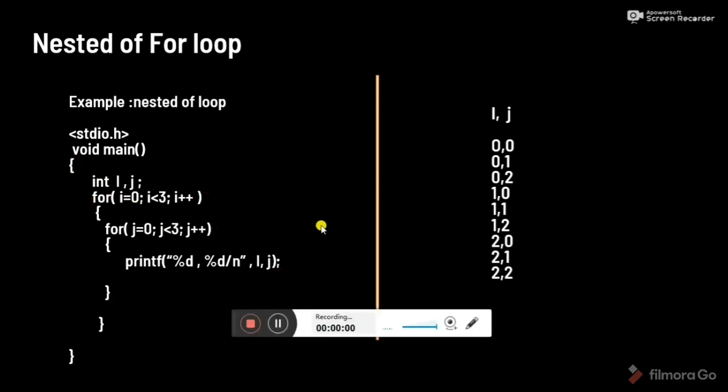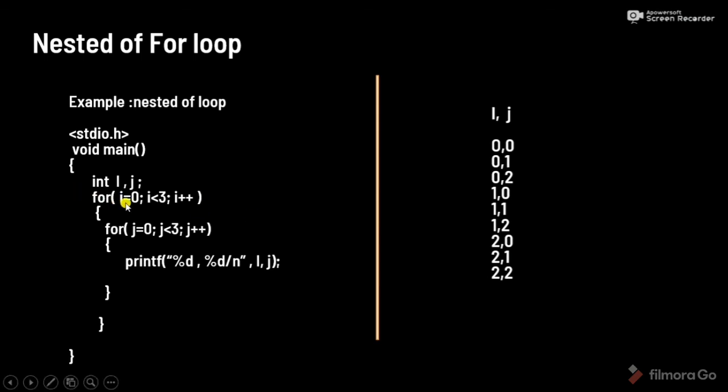So here in this example our loop will execute 9 times. This first loop will execute 3 times, and this internal loop will execute 3 times each. So total 3 into 3, so total 9 times this loop will execute. This outer loop will execute for 3 times, and each of those has 3 times, so we need to multiply 3 into 3. So total 9 times this loop will execute.